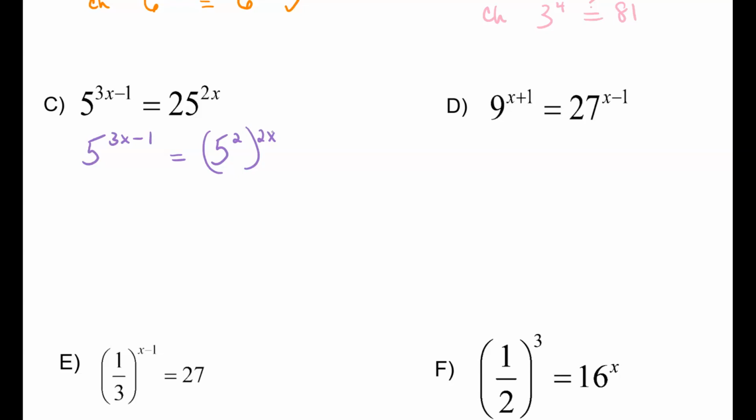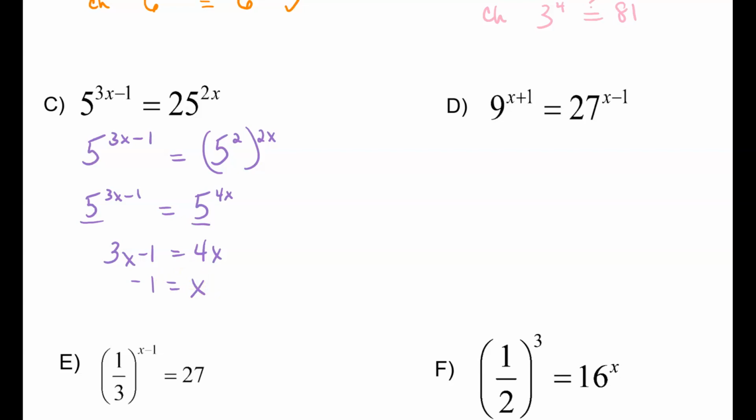What's the rule when we raise a power to a power? You multiply them. So that means, again, the left side is still 5 to the 3x minus 1. The right side is going to become 5 to the 4x. And again, my bases are now the same, so I can set the exponents equal to one another. So 3x minus 1 is equal to 4x. Subtracting the 3x from both sides, I will get negative 1 is equal to x.